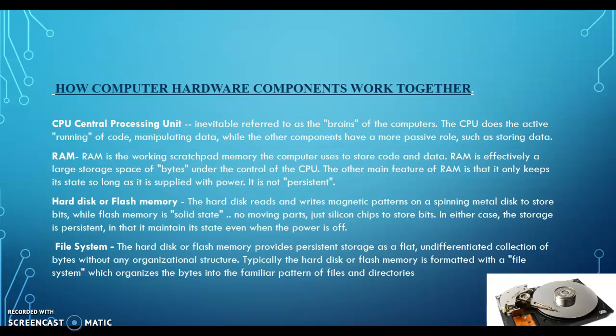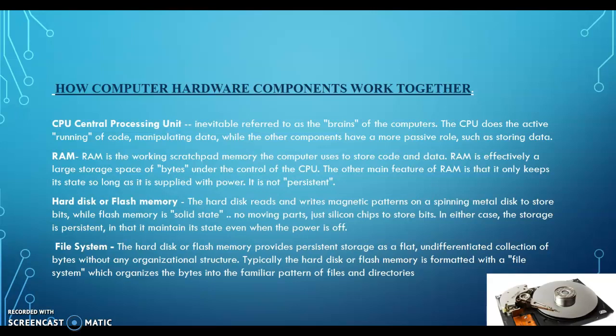We wonder how the hardware components work together. That is by the RAM, the hard disk or flash memory, and the file system. Now the RAM is the working scratchpad memory the computer uses to store code and data, and the hard disk reads and writes magnetic patterns on a spinning metal disk to store bits, while flash memory is solid state, no moving parts, just silicon chips to store bytes. In either case, the storage is persistent in that it maintains its state even when the power is off.